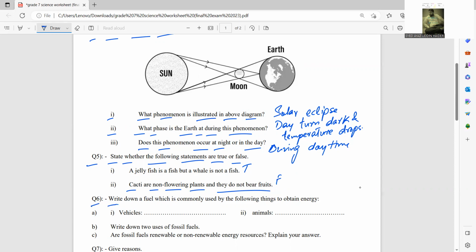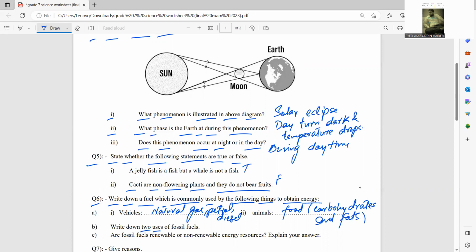Question number 6. Write down a fuel which is commonly used by the following things to obtain energy. Vehicles, in vehicles you have car, trucks, ships, lorries. So you can write any one of these: natural gas, petrol, diesel. Animals get their energy from food. If you want, you can mention the type of the food: nutrient, carbohydrates, and fats.